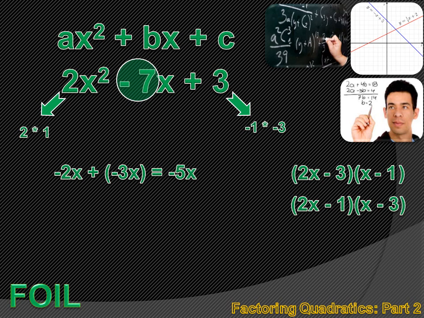Now let's try the second one, 2x minus 1 times x minus 3. In this case, I get minus 6x plus minus 1x, and that equals minus 7x. Minus 7x. That's my middle term. That's my b, minus 7. So this has to be my answer, 2x minus 1 times x minus 3.